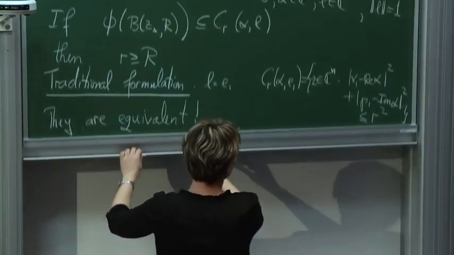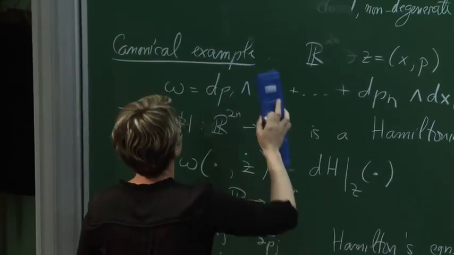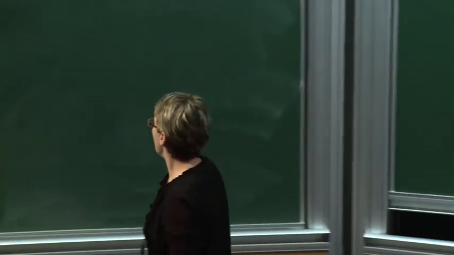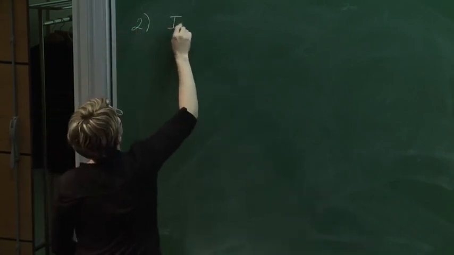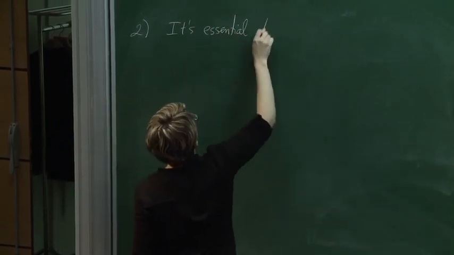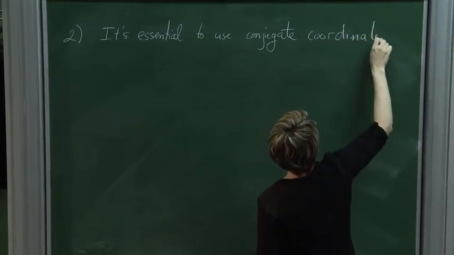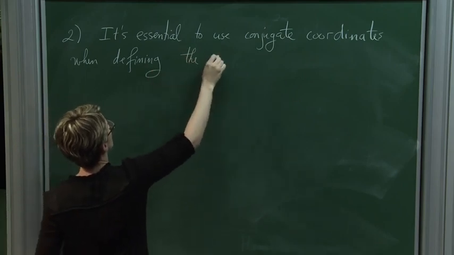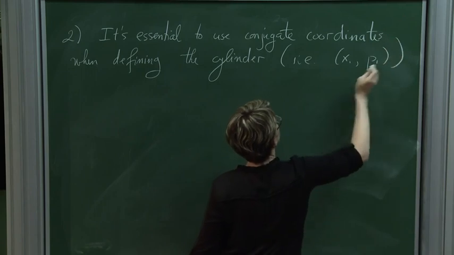Now the second remark I want to make is the following. Remark number 2 is that it's essential to use conjugate coordinates when defining the cylinder. An example of which are x1, p1. Okay? Example.